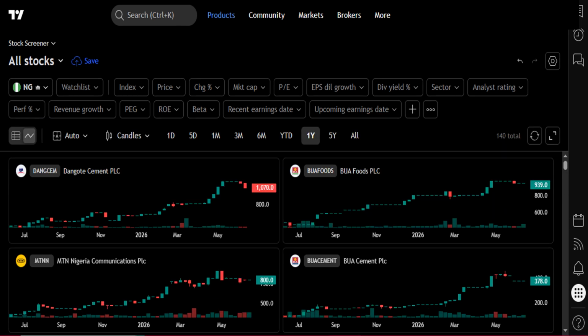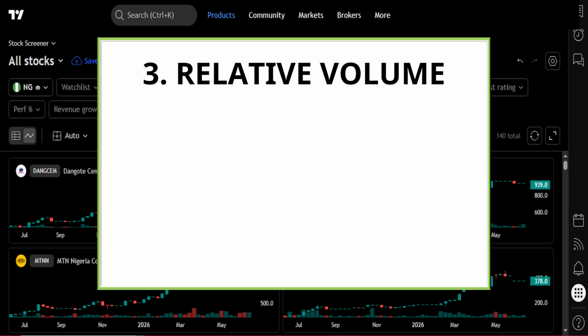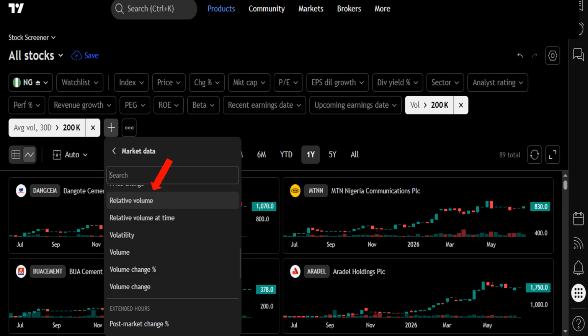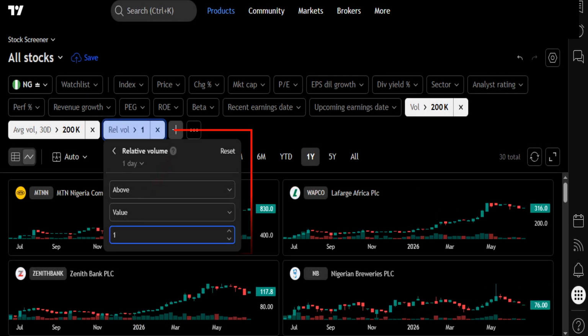Filter number 3, relative volume. Relative volume compares today's volume with normal volume. So select relative volume and set it above 1. This means the stock is trading more actively than usual. Higher relative volume often signals institutional participation, news-driven momentum, breakouts, or increased market attention.